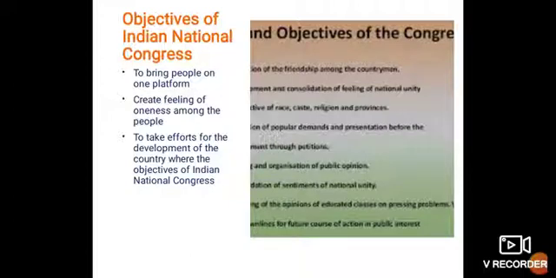What were their objectives, aims? To make the people from different parts of India forget the differences in religion, race, caste, language, and geographical territories, and bring them onto a common platform to understand each other's problems and views, to increase the feeling of oneness among the people, and to make efforts for the development of the country were the objectives of the Indian National Congress.